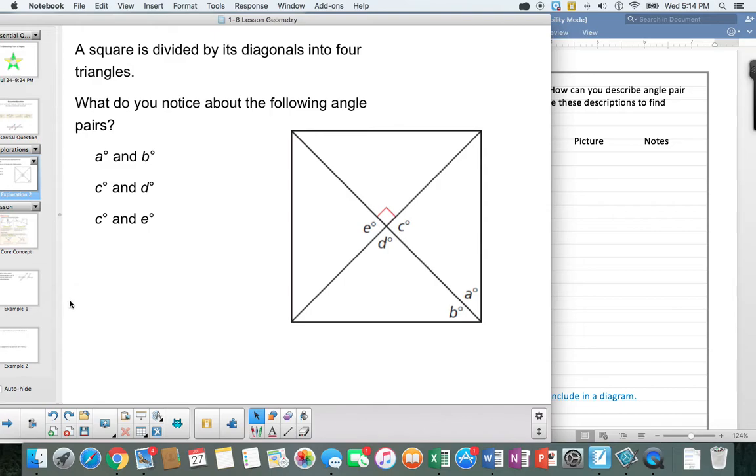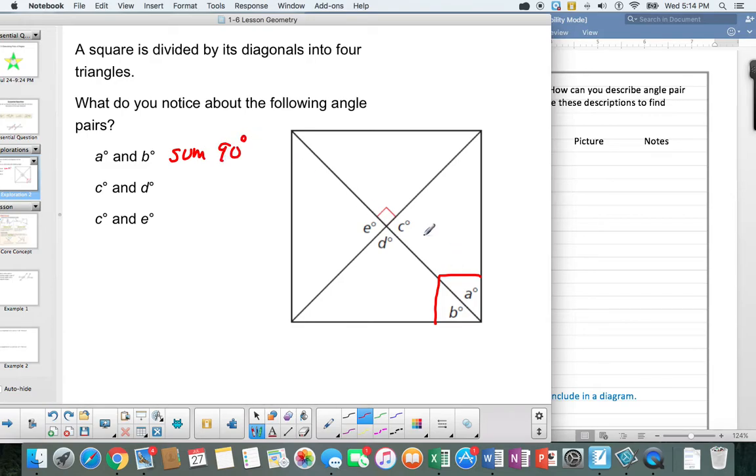Okay, let's take a look at this square, and there's some diagonals, and it divides it into four triangles. What do you notice about the following angle pairs? Okay, so we know something about a square, and that is that it's made of right angles. So if we use the angle addition postulate, little plus little equals big, we can see that the sum is 90 degrees.